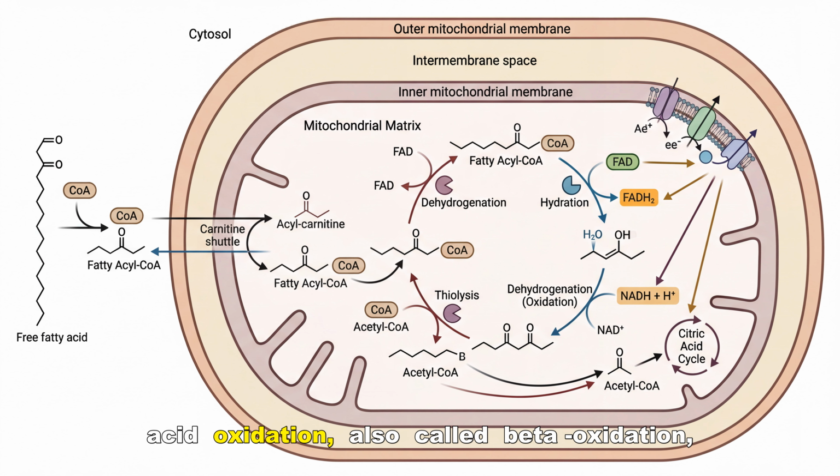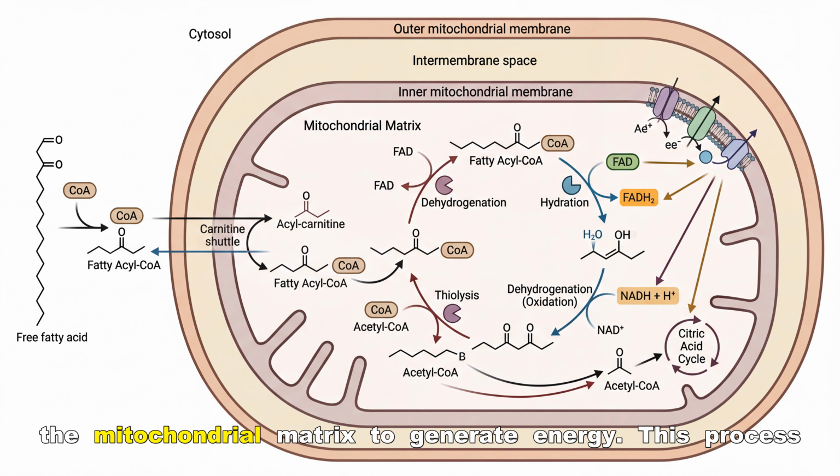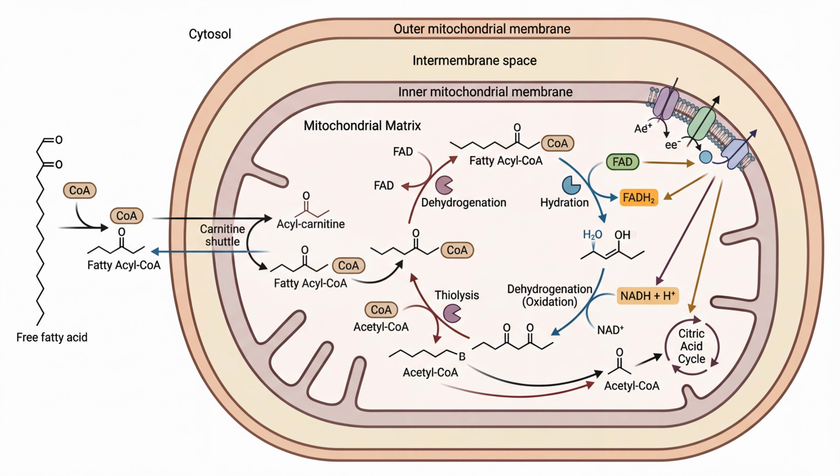Fatty acid oxidation, also called beta oxidation, breaks down fatty acids into acetyl-CoA units in the mitochondrial matrix to generate energy. This process is central to how the body extracts energy from fats, especially during fasting or prolonged exercise. It begins with activation of the fatty acid in the cytosol, where fatty acids are converted into fatty acyl-CoA using ATP, forming AMP and pyrophosphate. This step effectively costs 2 ATP equivalents.